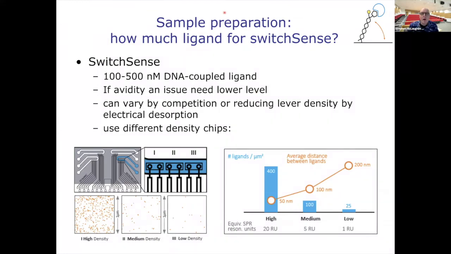For SwitchSENSE, you've got a set number of nanolevers on the surface. So we put on about 100 to 500 nanomolar of DNA. If avidity is an issue, we can put on a lower level, and we can reduce the number of nanolevers either by electrical desorption or by using different chips which have different densities of nanolevers on the surface. So in this case you're going from 50 nanometers distance to 100 nanometers distance, to the very low density, where you're 200 nanometers distance between the different nanolevers on average.